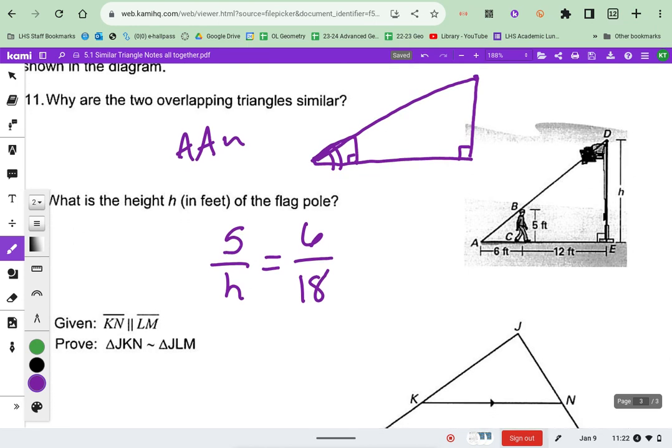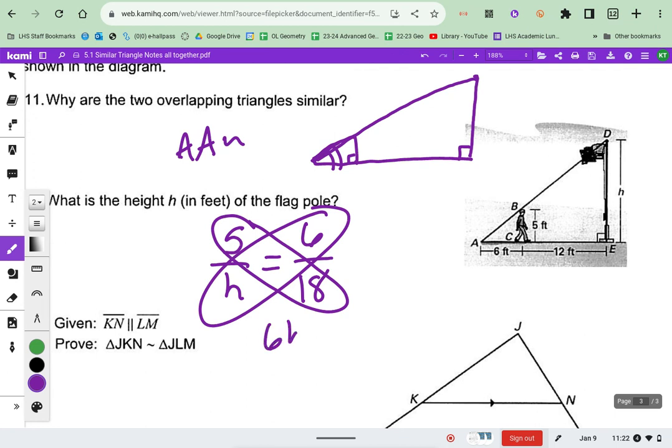And then we can just cross multiply. So we get 6h equals 90. Divide by 6 on both sides. H is 15 feet.